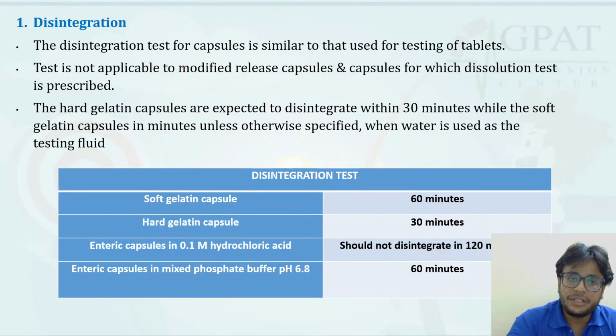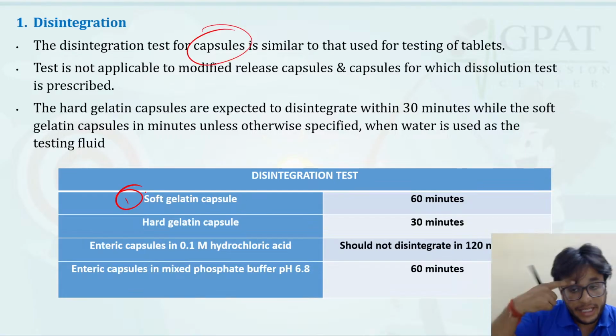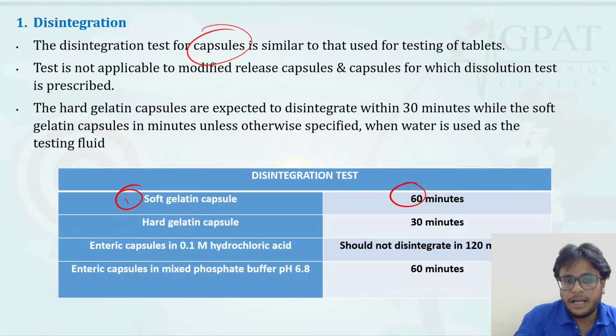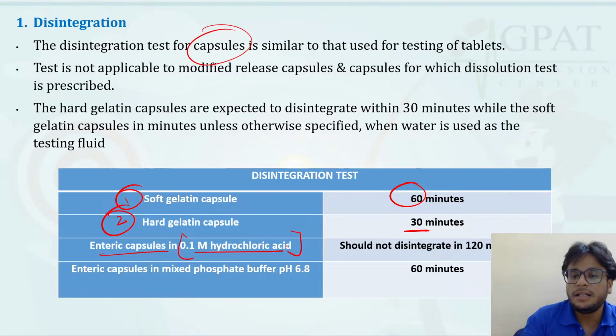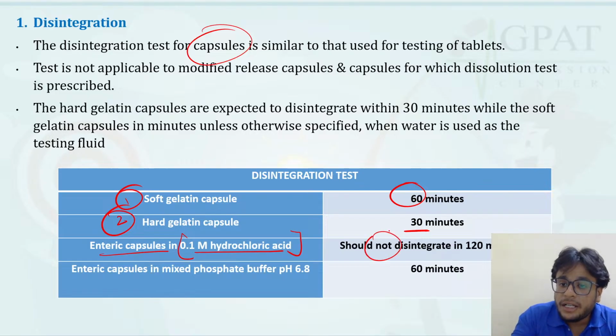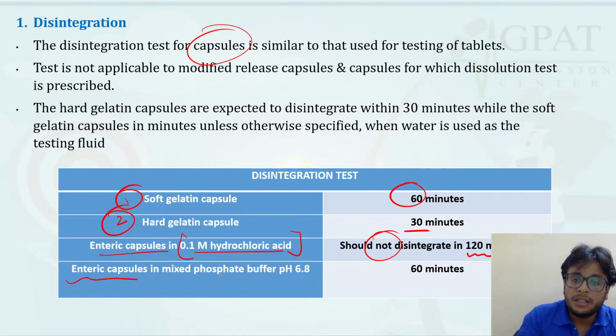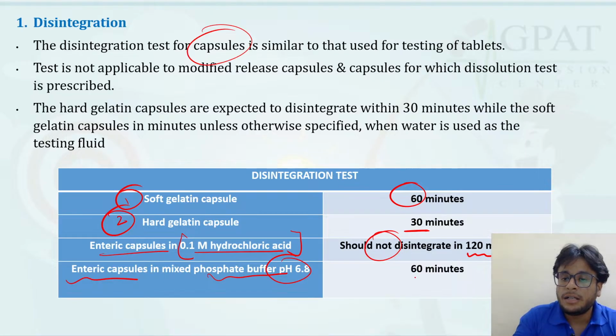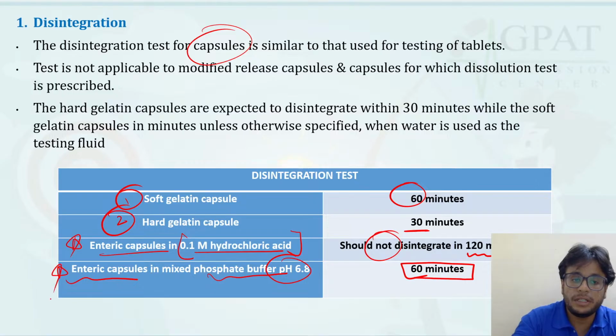For disintegration of capsules, soft gelatin capsules have a disintegration time of 60 minutes, and hard gelatin capsules have a disintegration time of 30 minutes. The enteric capsule in 0.1 molar HCl medium should not disintegrate within 120 minutes, and the enteric capsule in phosphate buffer of pH 6.8 has a disintegration time of 60 minutes. You have to remember all these points.